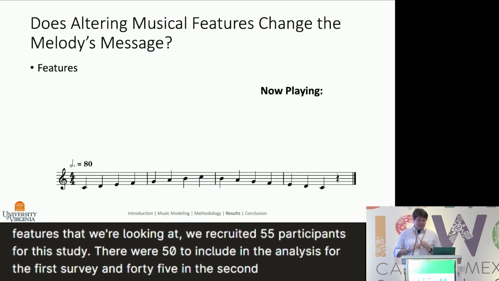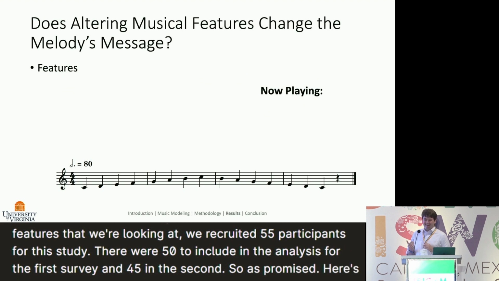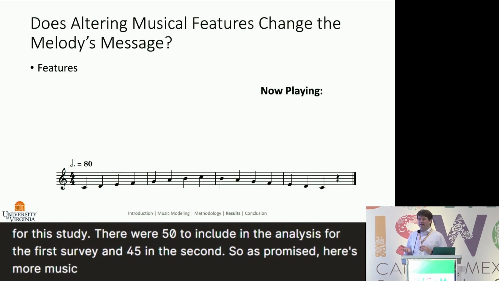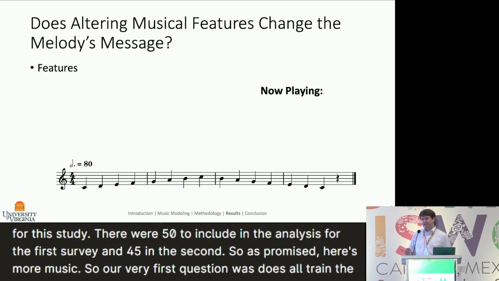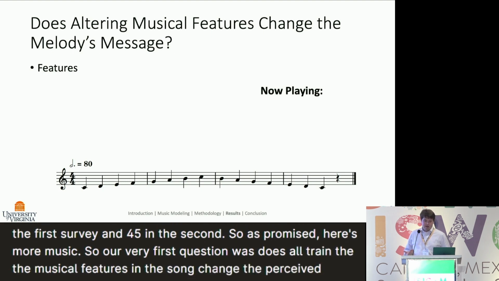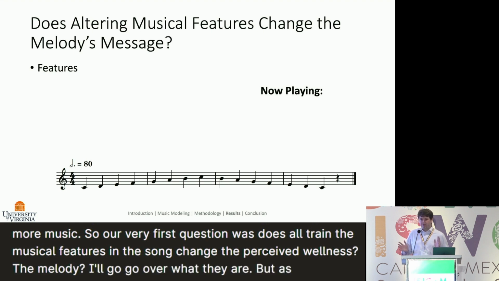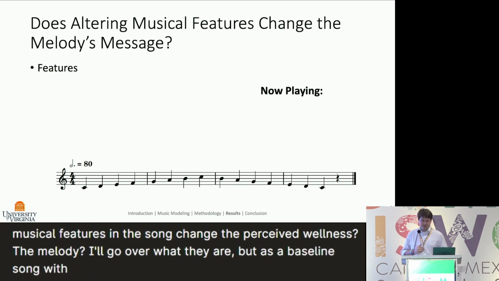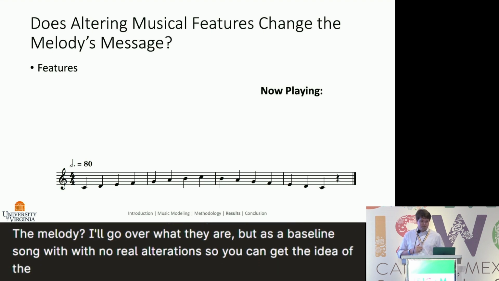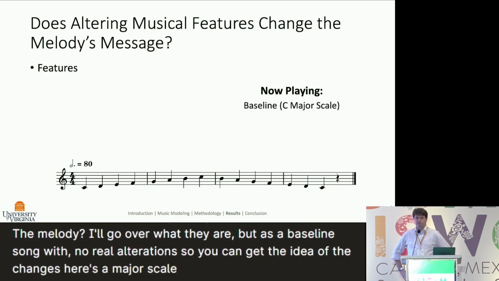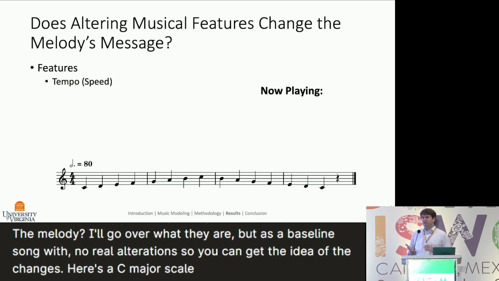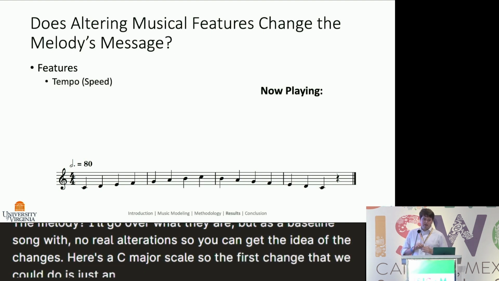So, as promised, here's more music. Our very first question was, does altering the musical features in the song change the perceived wellness of the melody? I'll go over what they are, but as a baseline song with no real alterations so you can get the idea of the changes, here's a C major scale. So the first change that we could do is adjusting the tempo or the speed of the song.